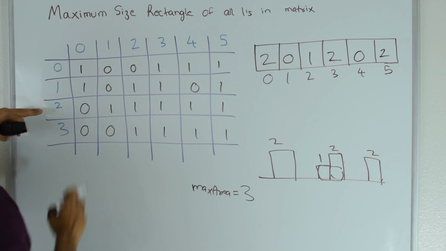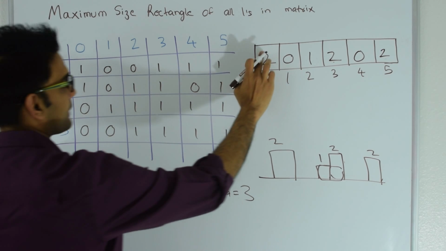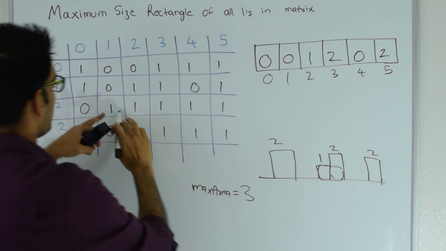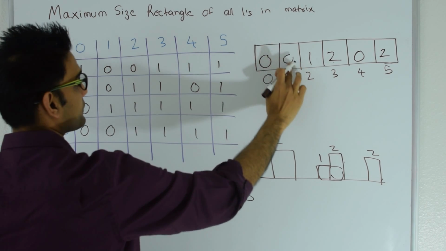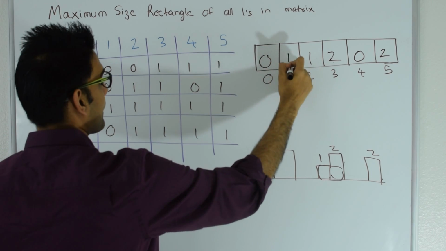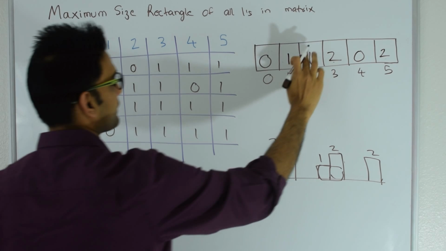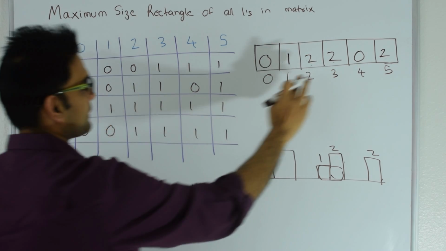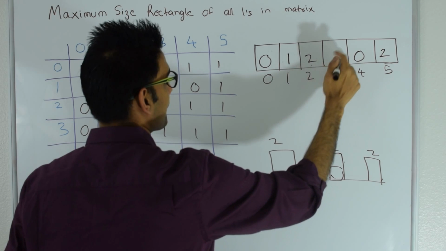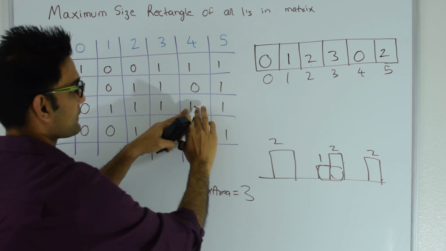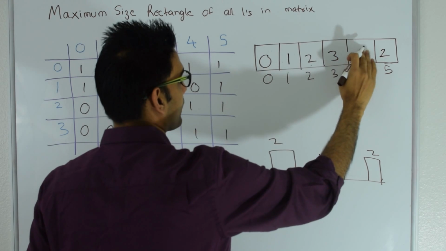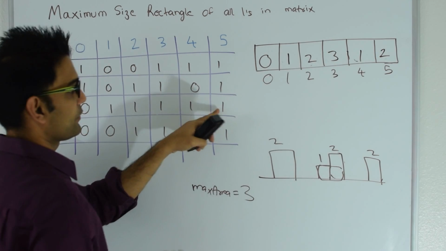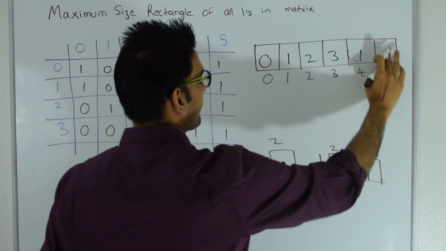Let's bring row number 2. So if this value is 0, let's make this 0. If this value is 1, we add it here, so this becomes 1. If this value is 1, we add it here, so this becomes 2. If this value is 1, we add it here, so this becomes 3. Since this value is 1, we add it here, so this becomes 1. And this value is 1, so we add it here, so this becomes 3.